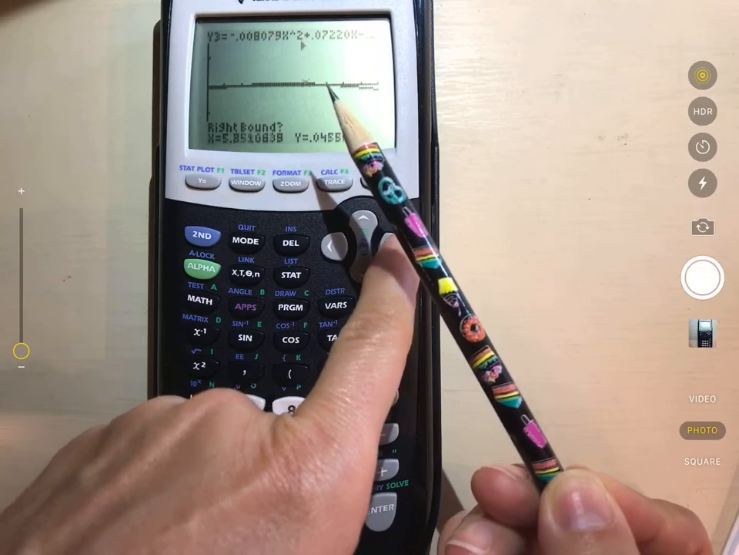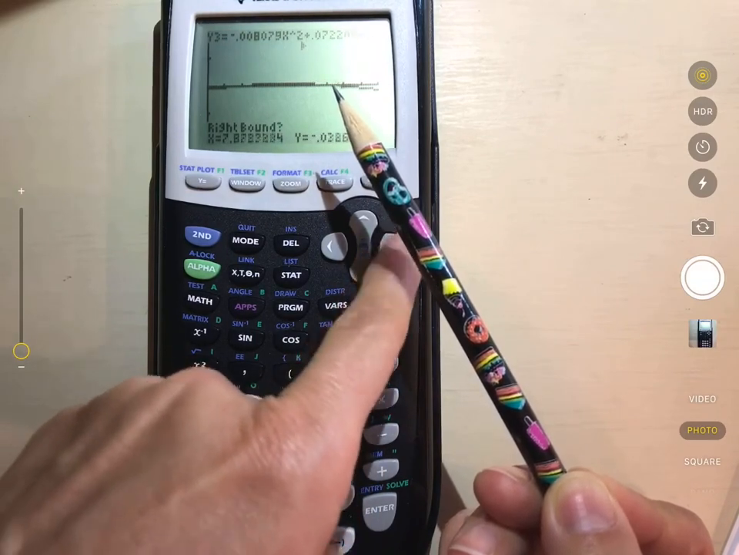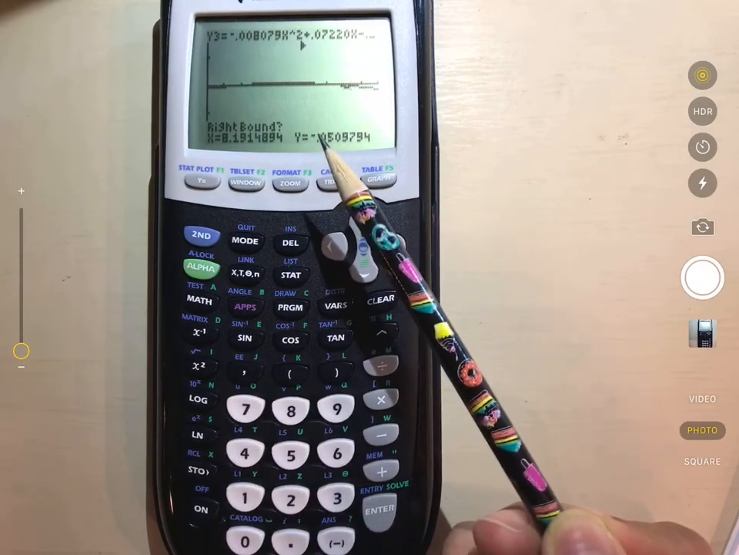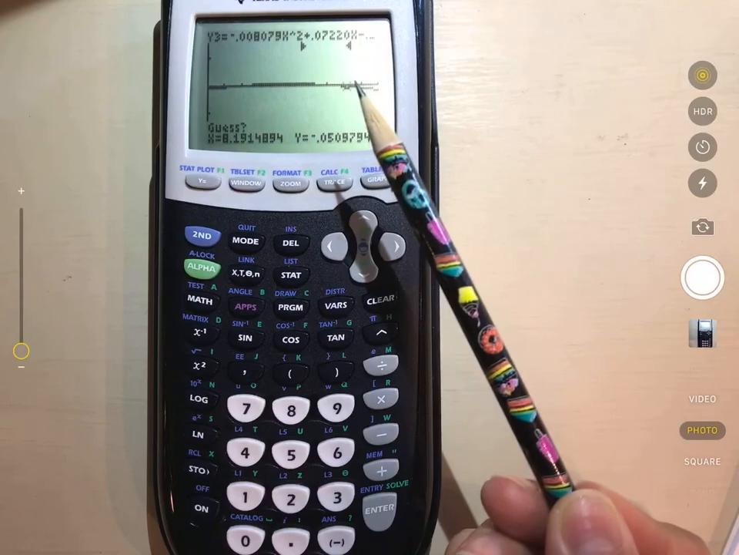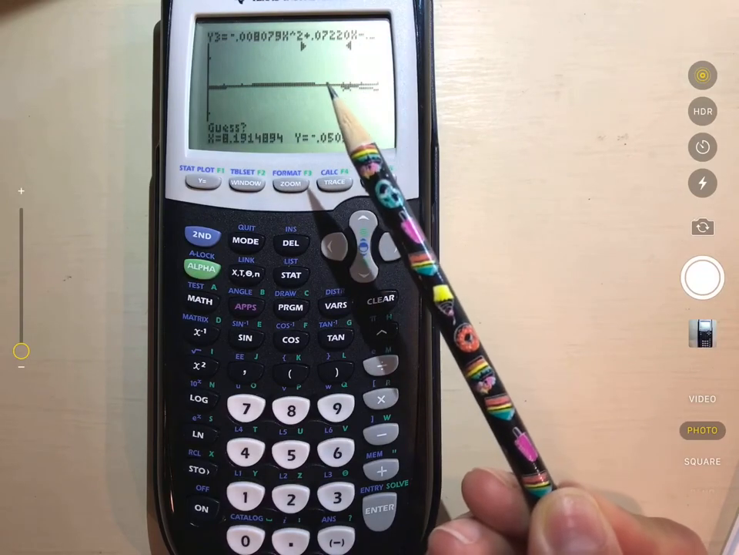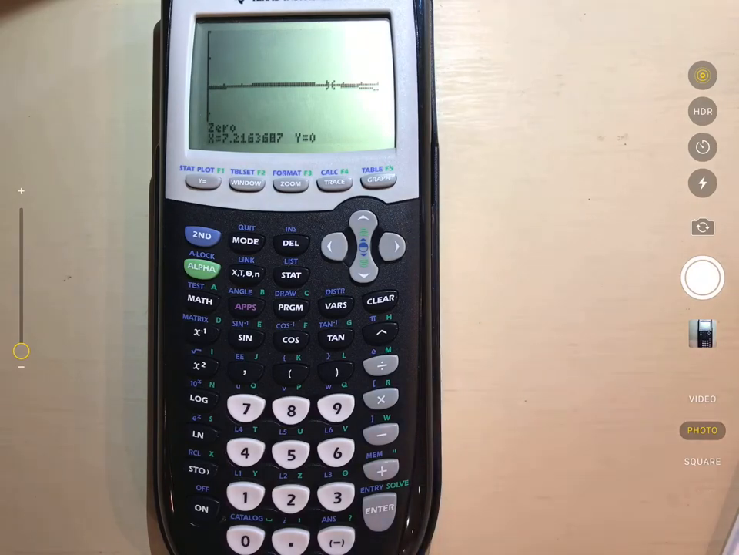Now I want to be to the right of it, so the right of this 0 would be down here underneath the x-axis where y is negative. So I'm going to scroll until my y is negative, and I'm going to push enter. So I have my left bound, I have my right bound, and then my calculator is going to guess and find me that spot. And I ended up getting another 0 at 7.22.